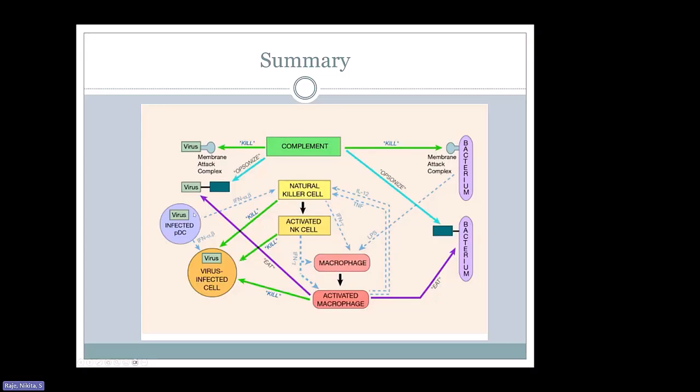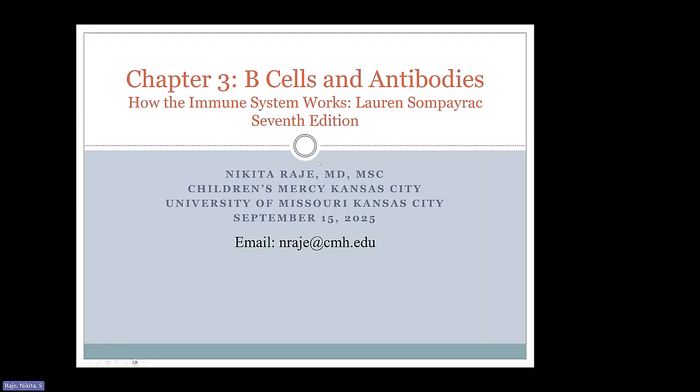Interferon alpha and beta are types of cytokines that help in fighting viral infection as well. Here is the complement system that's helping in fighting different kinds of infections. So that's the end of chapter 2. Questions?